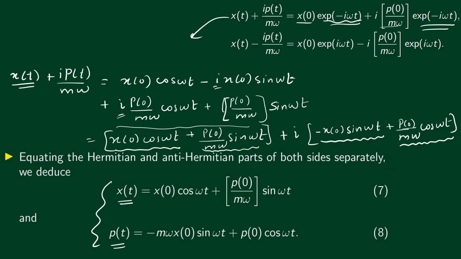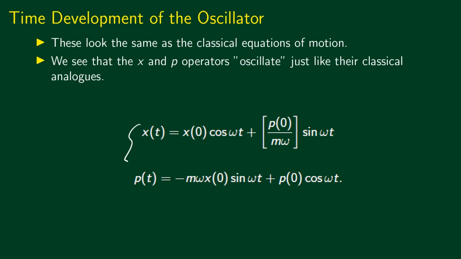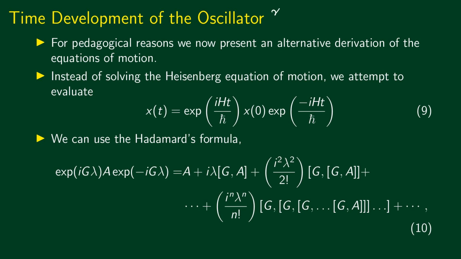Okay. These solutions for the position and momentum operator look the same as the solutions to the harmonic oscillator problem in classical mechanics. So we see that the x and p operators oscillate just like their classical analogues. We obtained the position operator and the momentum operator as functions of time by solving the Heisenberg equations of motion. Let's now look at an alternative derivation of the same results.